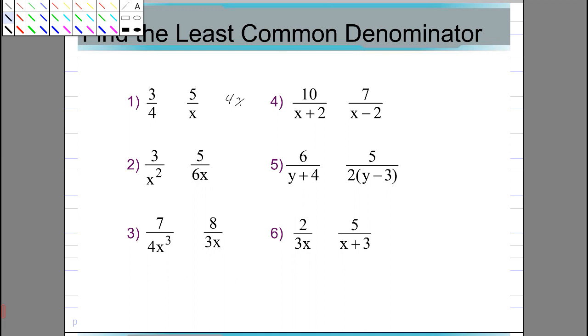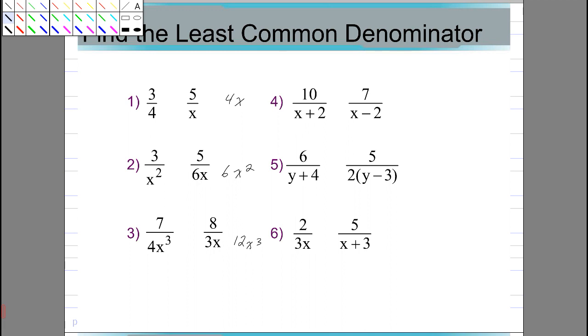Okay, number 2, I want them to have the same denominator. I have x squared and 6x. So the least common denominator will be having an x squared in there. That's the biggest number of x's we have, and also having a 6. So that is my least common denominator. That's what I would aim to have in both the denominators. Okay, number 3, I would want to have an x cubed, and I would want something that's in common between 4 and 3. And I believe 12 is going to be the least common multiple of those two, so that will be what we're after.